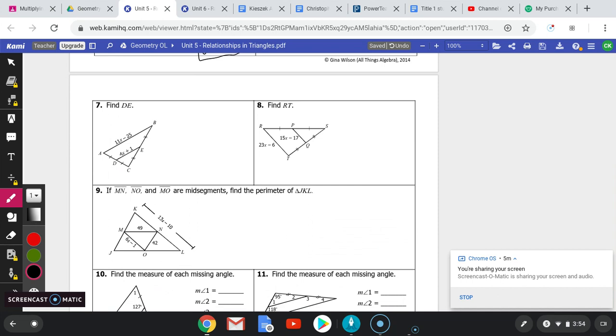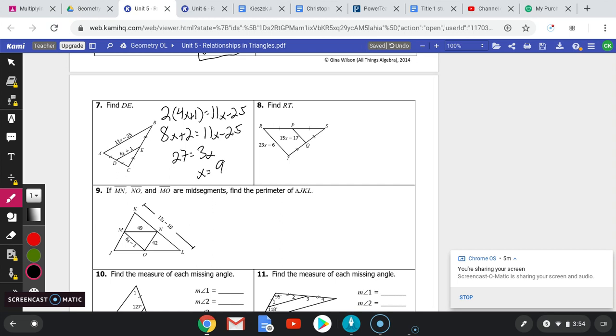Same concept, number 7. Which is the midsegment here? It's DE. So I'm going to take 2 times (4x + 1) is equal to 11x minus 25. So 8x plus 2 equals 11x minus 25. I can have 27 equals 3x. X is going to be equal to 9.